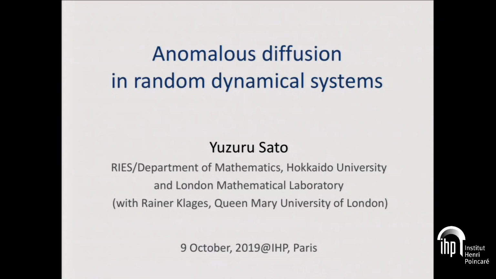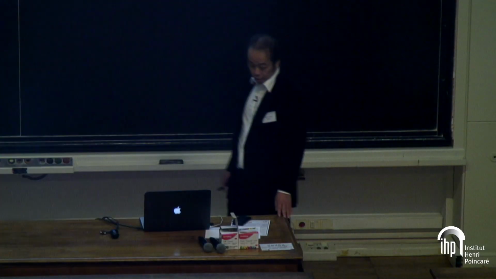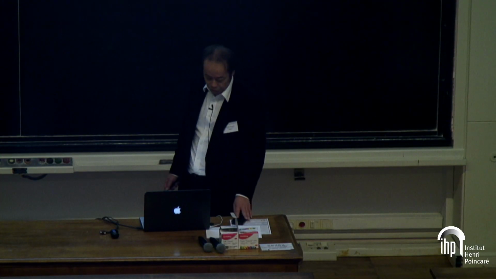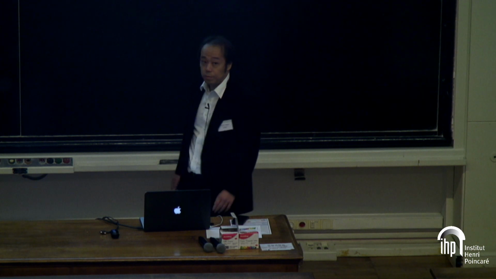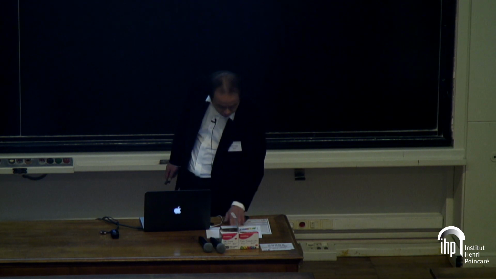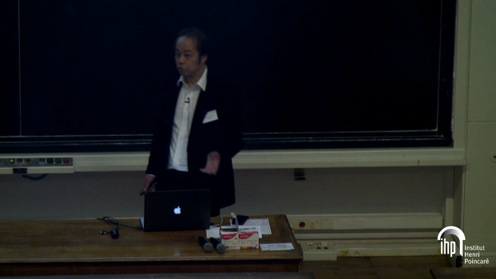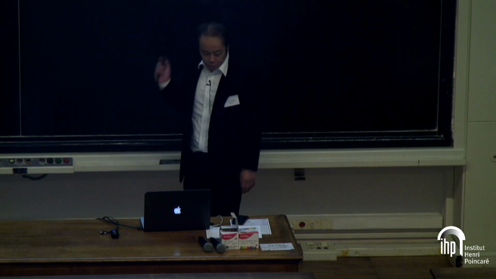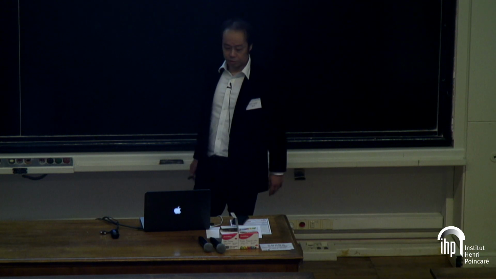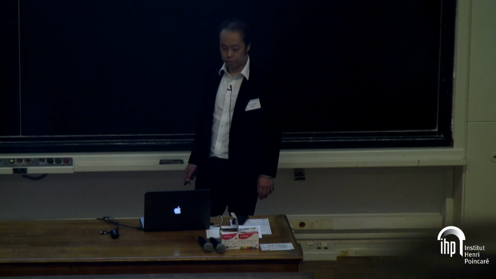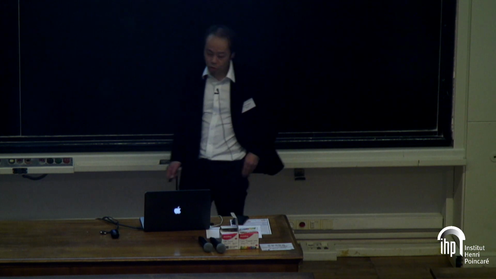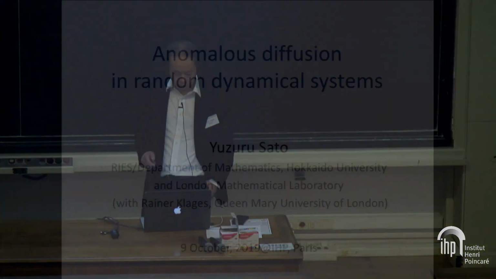Thank you to the organizers for giving me this opportunity to present recent work on anomalous diffusion in random dynamical systems. I'm Yuzuru Sato from Hokkaido University. In the program, my affiliation is listed as University of Tokyo, but that's wrong; it's Hokkaido University. This work is a collaboration with Rainer Klages at Queen Mary University of London, working on diffusion and anomalous diffusion.